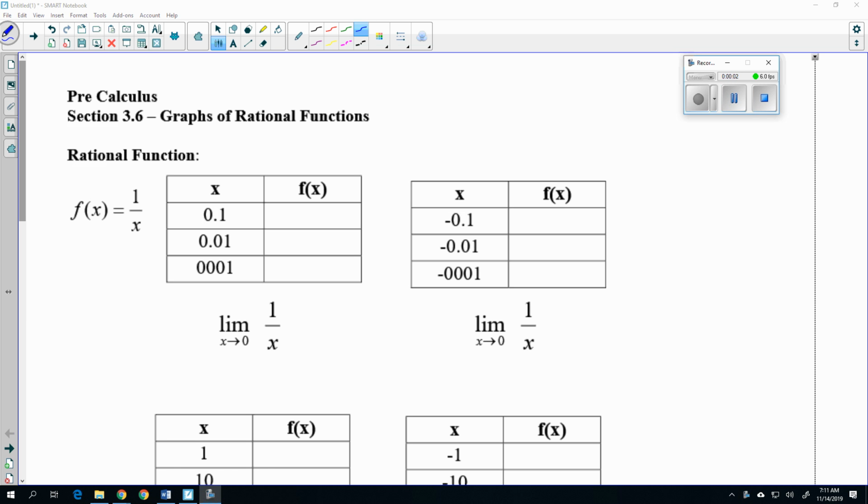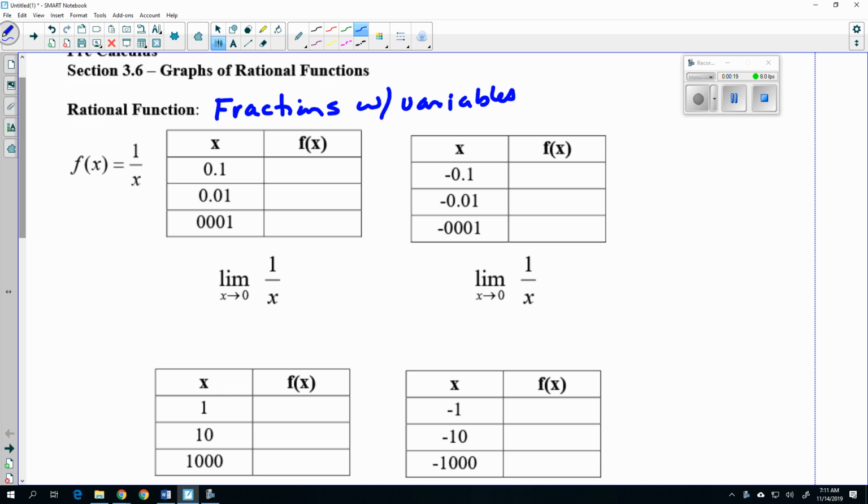Okay, so we're going to graph basically fractions with variables. Okay, and so we look at this kind of notation in calculus a lot, this idea that we have this limit. So we'll talk about what that is. But essentially, if I told you or asked you to plug in this number, how would you say that number? Let's suppose say 0.1. What is that number really?